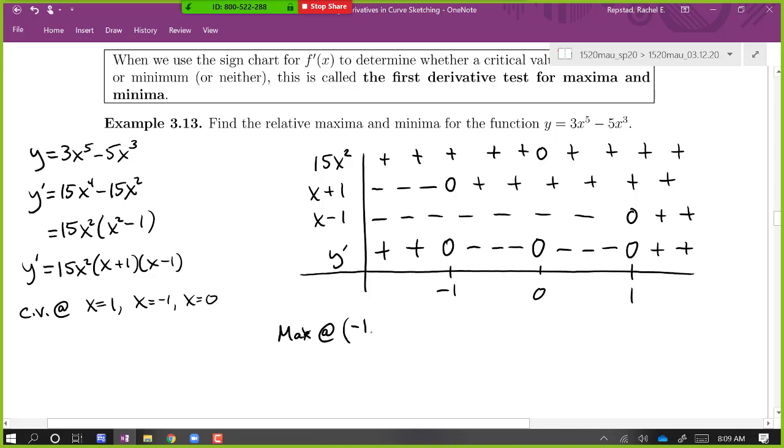And so we've got basically half the answer. We know the max occurs when x is -1, but we have to finish the job and get that y coordinate. So when x is -1, we have -3 plus 5, so y is equal to 2.